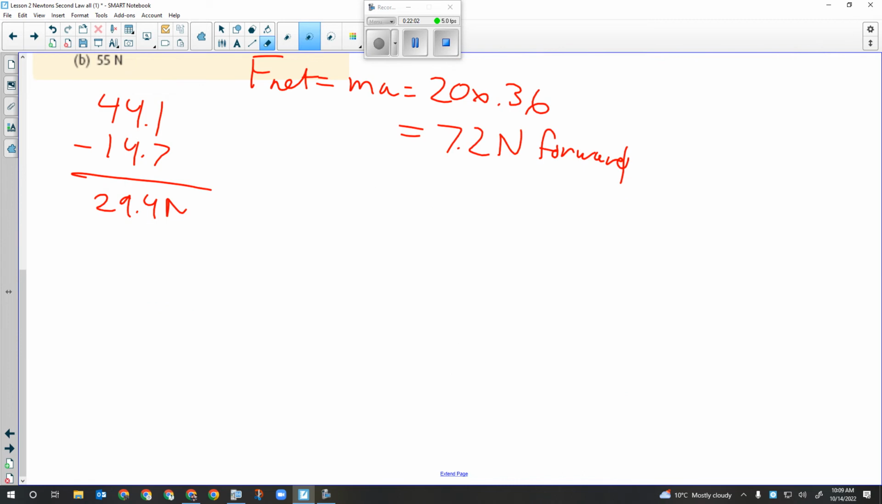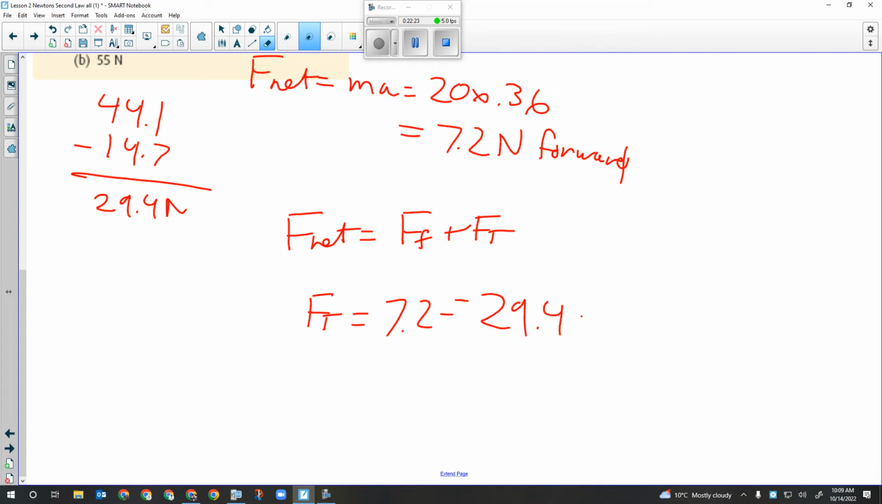Okay, and the other way to calculate net force is the vector sum of all forces. So for this one, that's going to be our force of friction plus the tensional force. I'm trying to find the tensional force, so that's going to be 7.2 minus negative 29.4. Okay. Because I'm writing forward just because this is the 20 kilogram block, it's pulling it forward. Okay, but again, it's tension. I wouldn't have to write a direction on it.